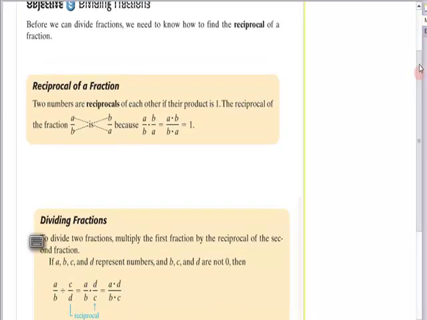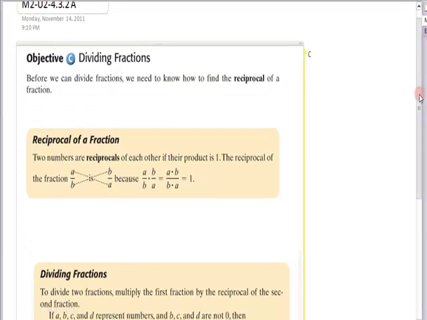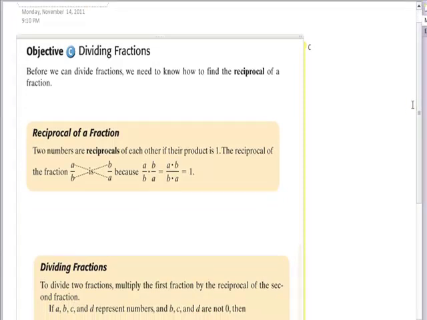Okay, moving on, we're going to look at some division. In dividing fractions, we have to use something called a reciprocal. So just a quick definition, two numbers are reciprocals of each other if their product is 1. That's the definition, but what does it look like? If you have a fraction a over b, the reciprocal is b over a.